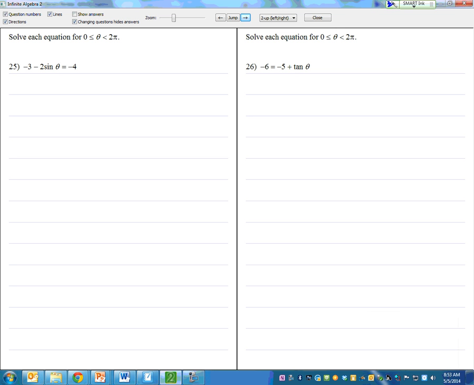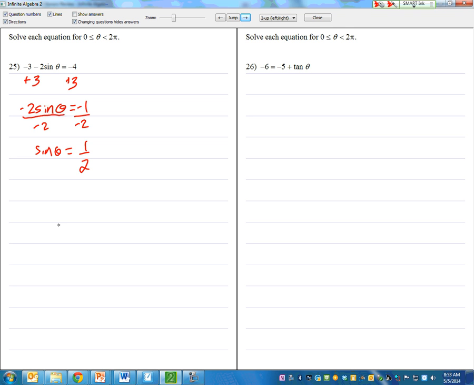Okay, number 25. First step, we're going to get rid of that plus 3. Oops, my pen got caught. There we go. First step is we're going to get rid of that 3. So to get rid of that minus 3, we're going to add 3 to both sides. So it gives you negative 2 sine of theta is equal to negative 1. Then we divide both sides by negative 2. And we know that sine of theta is going to equal a positive 1/2.